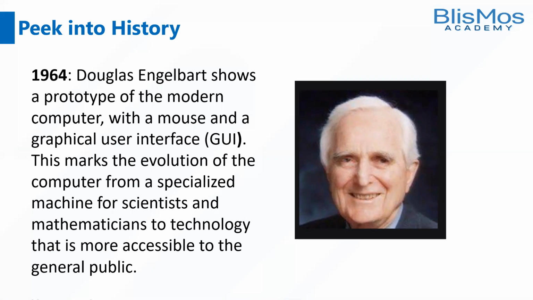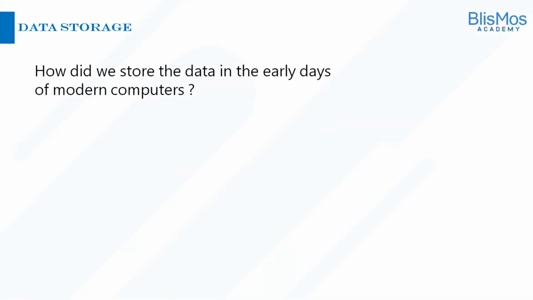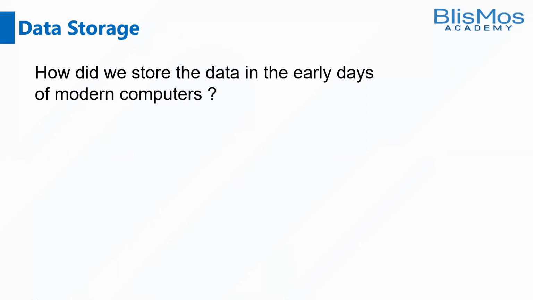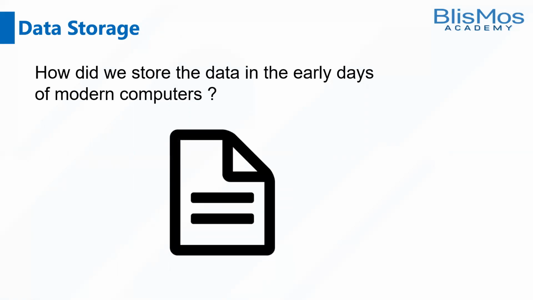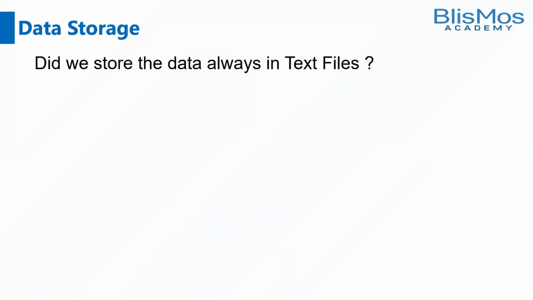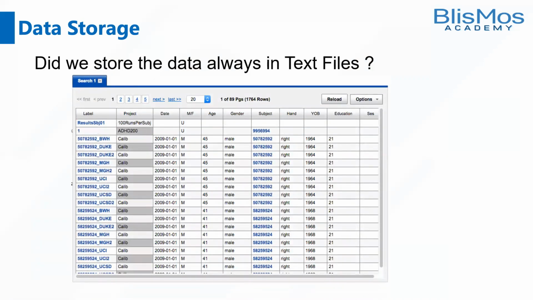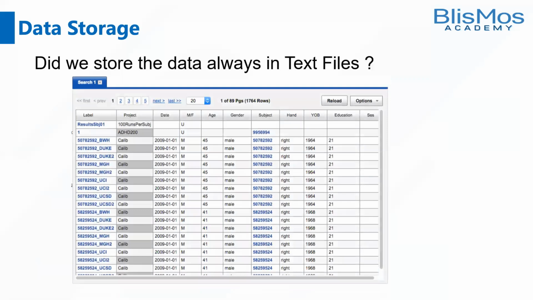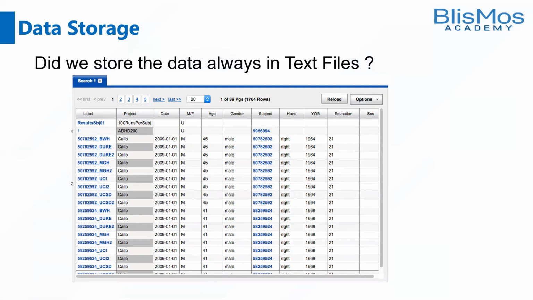Now that we understood how computers developed, how was data stored during the early days of modern computers? Pause the video and think: isn't it in text files? Yes, it is. Then, do you think we always stored the data only in text files? Not really. We stored the data in spreadsheets also. Why did we start storing data in spreadsheets? That is because retrieving information in text files was difficult. So we started using spreadsheets to retrieve the information in an efficient manner.